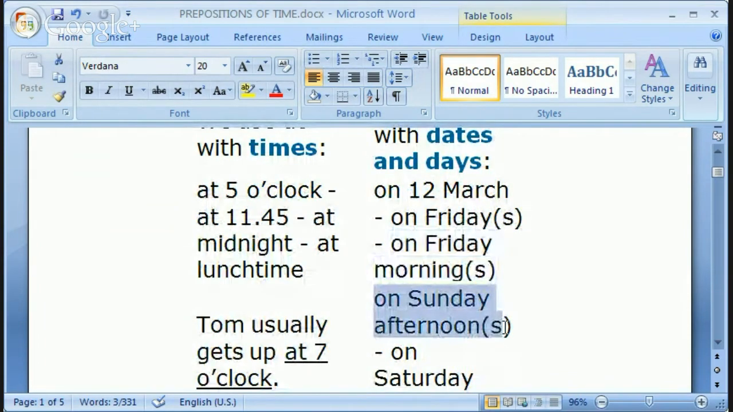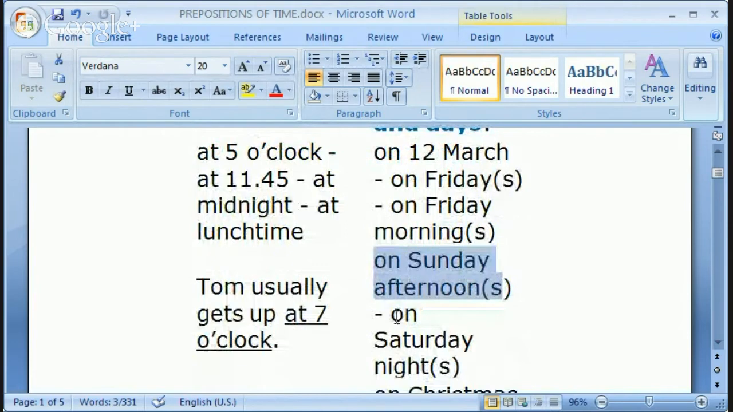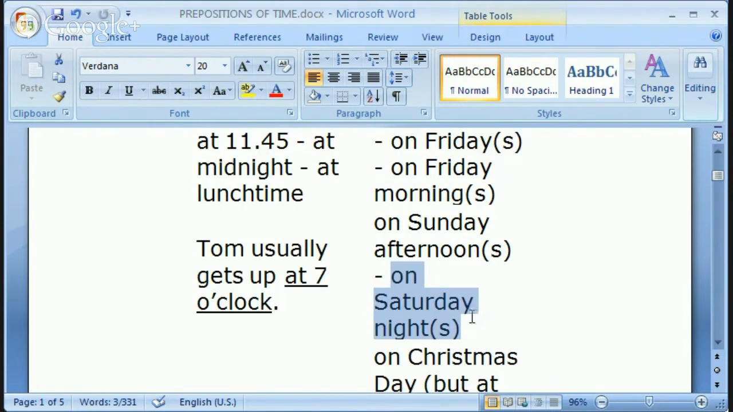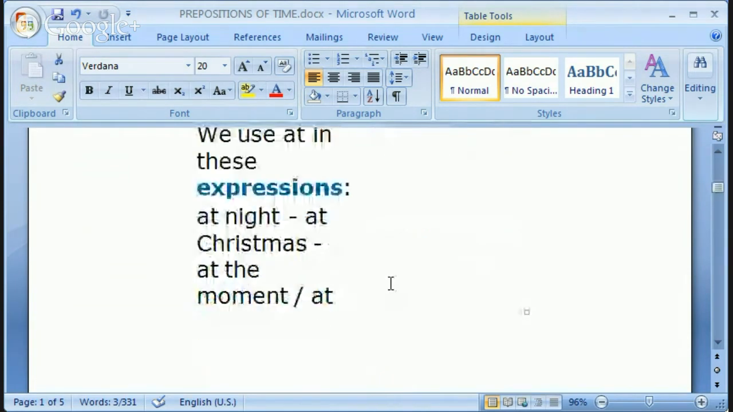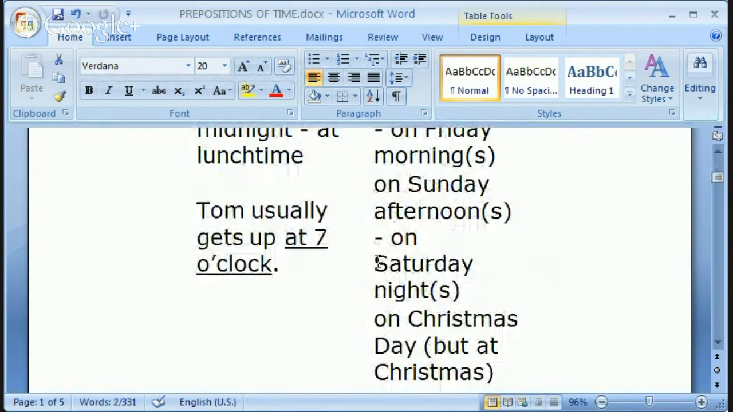It doesn't really matter: on Sunday afternoon, on Saturday night. Go ahead. In this case, night, it's with on. Yeah, okay, good question. You're absolutely right, because strangely we use at night. But if we're going to actually say the day, then yes, on Saturday night. I go out on Saturday nights. Nice, good observation.